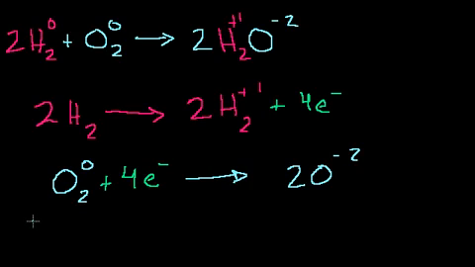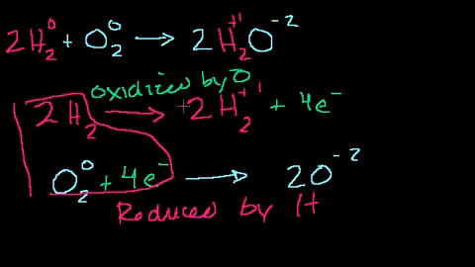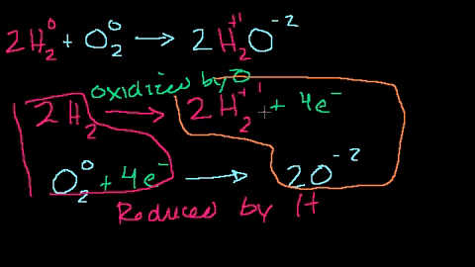So what was oxidized? Oxidized means that electrons were taken away from you. The hydrogen was oxidized. Oxidized by oxygen. What was reduced? The oxygen was reduced by the hydrogen. And if you actually add these two reactions up, if you make this the left-hand side of your equation, and you make this the right-hand side of your equation, you could say, okay, let me remove the electrons from both sides, and you'll end up with your original reaction.